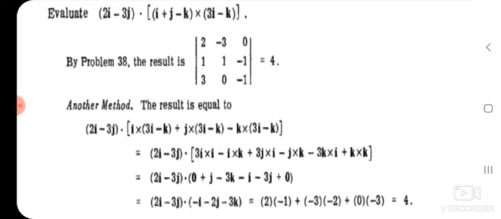2i minus 3j dot minus i minus 2j minus 3k. If we take the dot product, 2 into minus 1, minus 2 is there, plus minus 3 into minus 2, 6 is there, and plus 0 into minus 3, 0 is there. Minus 2 plus 6 gives 4. So you can solve by using this method also, and by using this method, the answer will be the same.